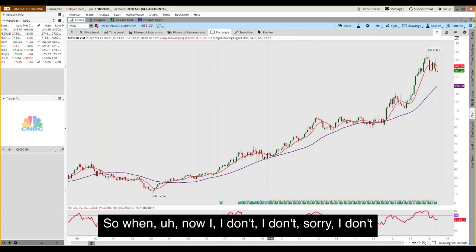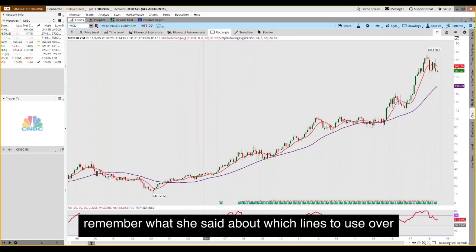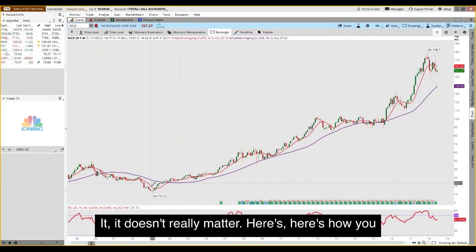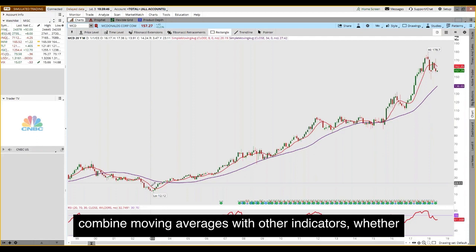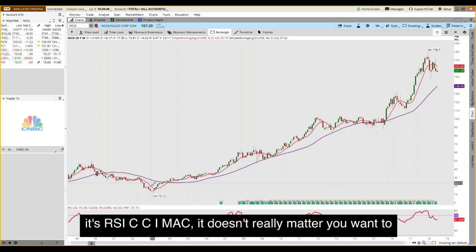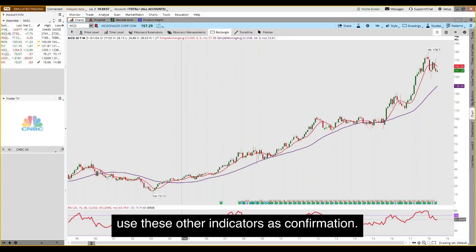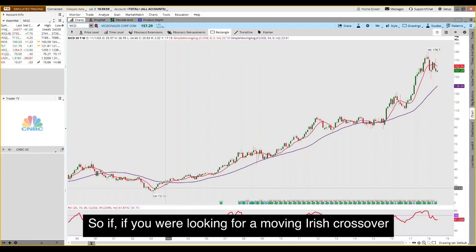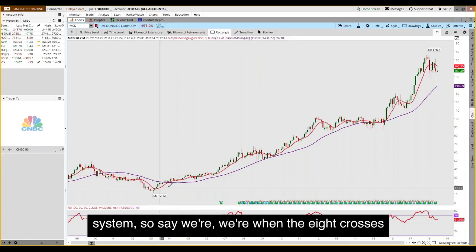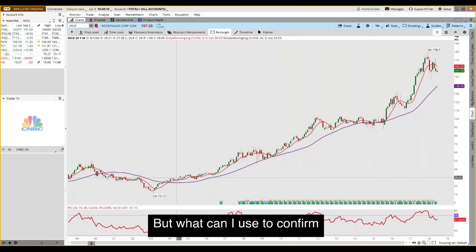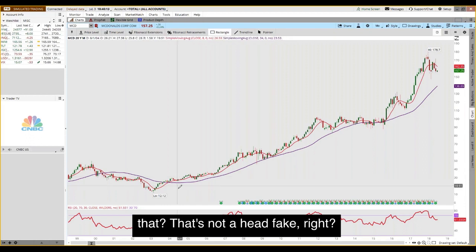Now I don't remember what she said about which lines to use, oversold or overbought or that sort of thing. It doesn't really matter. Here's how you combine moving averages with other indicators, whether it's RSI, CCI, MACD, it doesn't really matter. You want to use these other indicators as confirmation. So if you were looking for a moving average crossover system, so say when the 8 crosses above the 34, I want to go long, but what can I use to confirm that that's not a head fake, right?